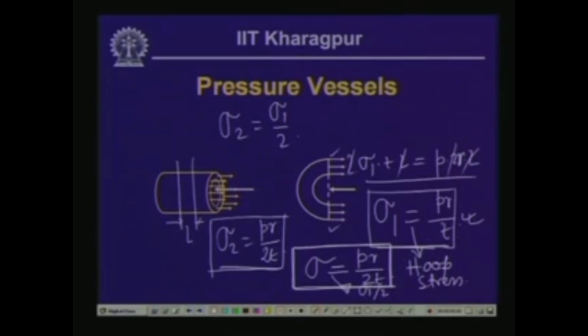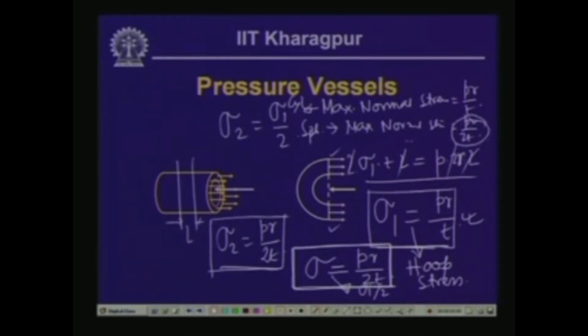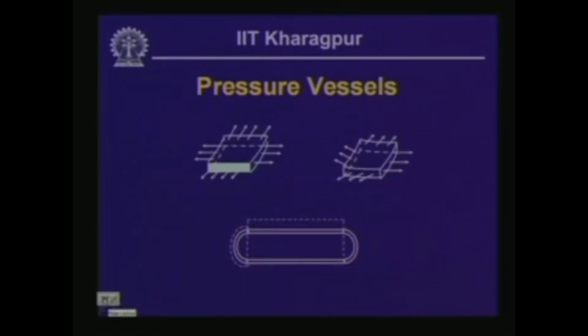So, the maximum normal stress which we get in case of cylindrical vessel is equal to sigma 1, which is P r by T, and for the spherical vessel we get maximum normal stress equal to P r by 2T. So, the maximum normal stress in case of spherical vessel is half of that of cylindrical vessel. Now, this aspect probably you can appreciate more through this particular diagram.